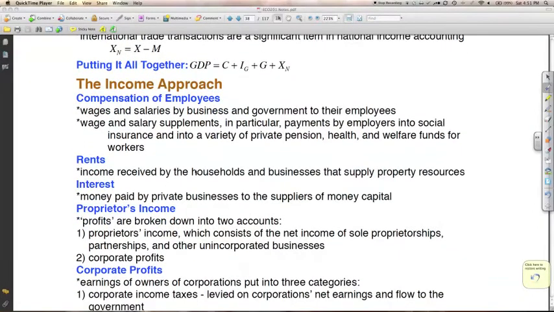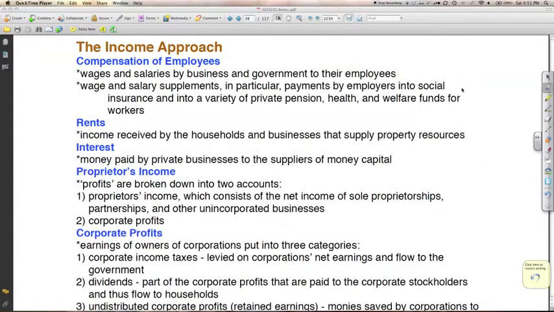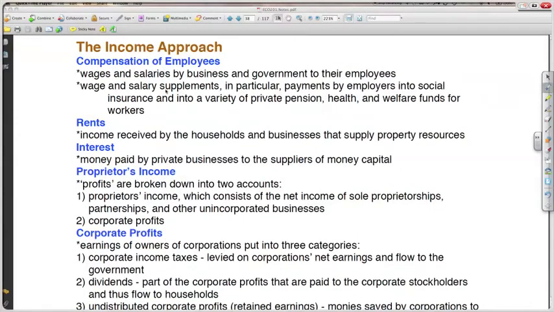Next, we have the income approach. We start off here with the compensation of employees. So we have our wages and our salaries that are paid by business and government to their employees. These same wage and salary supplements are payments by employers, so they also pay them into social insurance, private pension, health care, and also welfare funds for workers, outside of the straight check that you get in the mail or in your direct deposit. We also have rents.